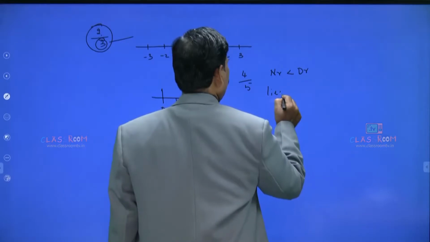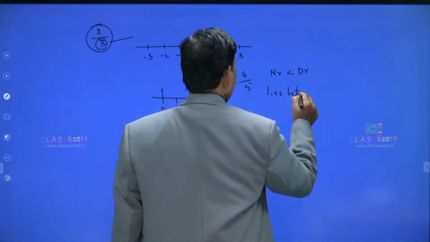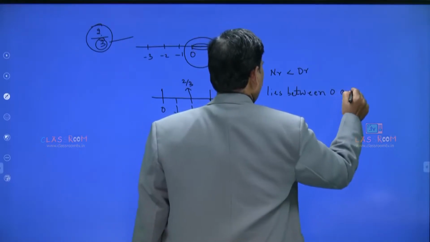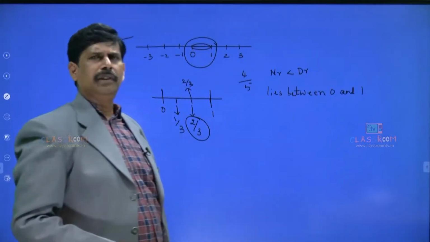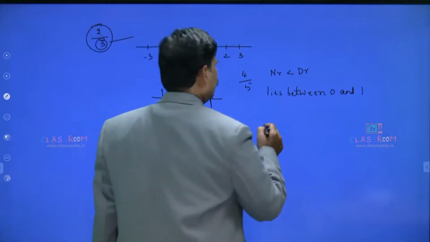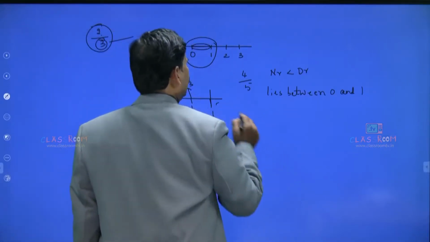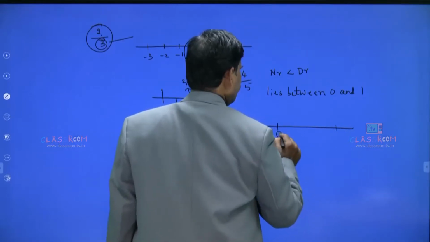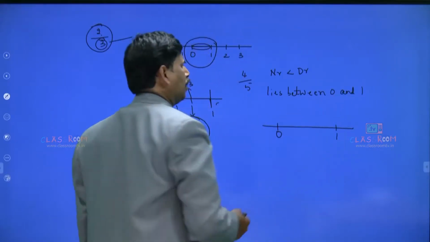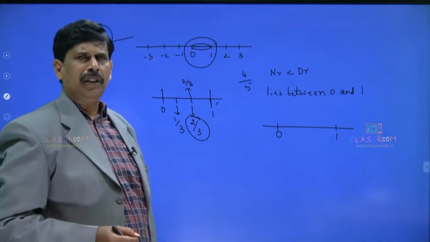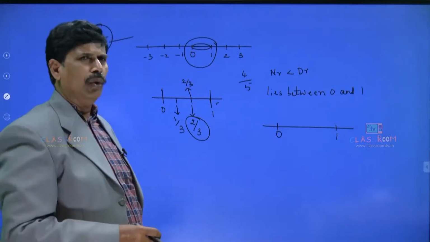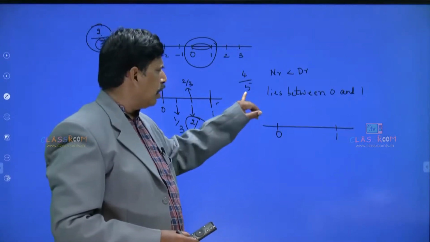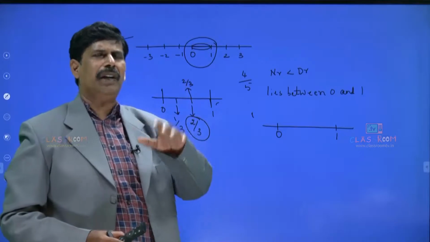The value lies between 0 and 1. So now I am taking only 0 and 1, because the value lies between 0 and 1. Now what you have to do: what is the denominator here? The denominator is 5 here.